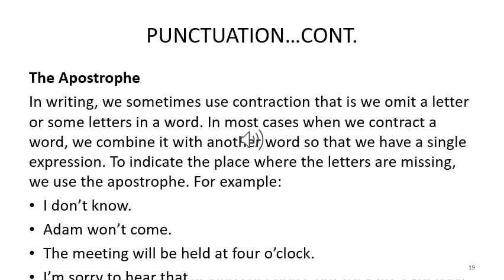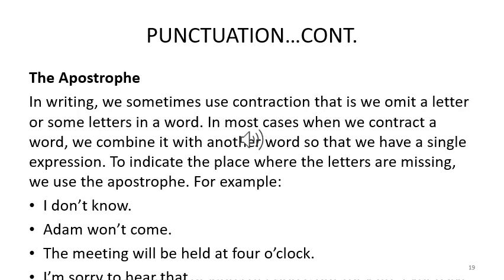I am sorry to hear that. I'm is a contracted form of I am. So we have combined the word I and the word am, but we've removed A, so we put an apostrophe. Aren't you coming with me? Are you not coming with me? Or are not you coming with me? So when we contract, because we can't contract are and you, we have to contract the are and the not. So we put these two together and we have what we call aren't. Aren't you coming with me?